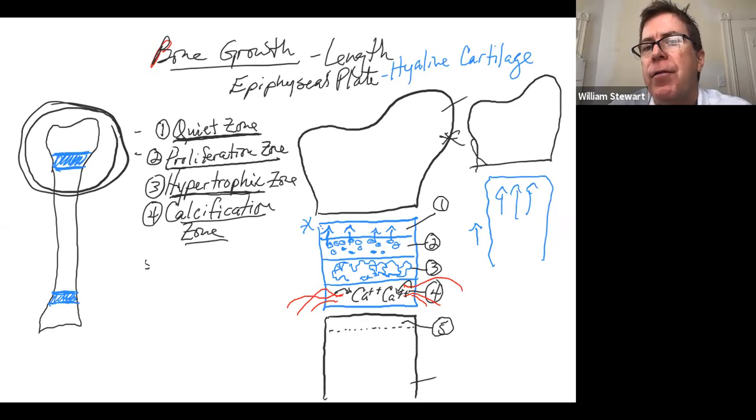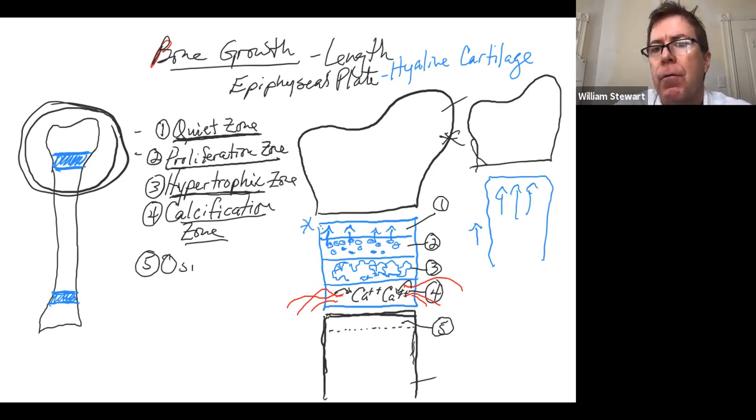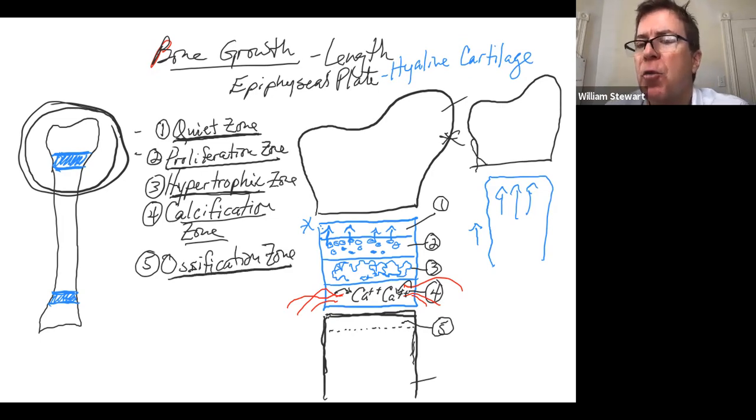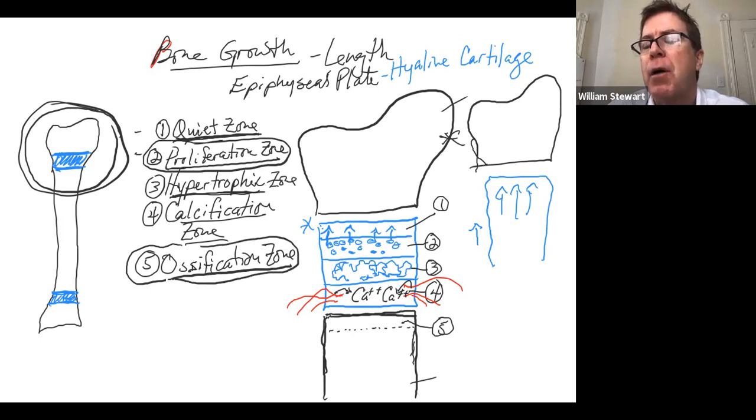In layer 5, which is actually in the diaphysis, it's not technically part of the growth plate, that's called the ossification zone. In the ossification zone, we have a real high osteoblast activity. This one is chondroblast activity because it's cartilage. This one is osteoblast activity because it's bone. And these osteoblasts secrete their osteoid, their organic matrix, that combines with the calcium in this area, and we get bone actually growing this way as well.